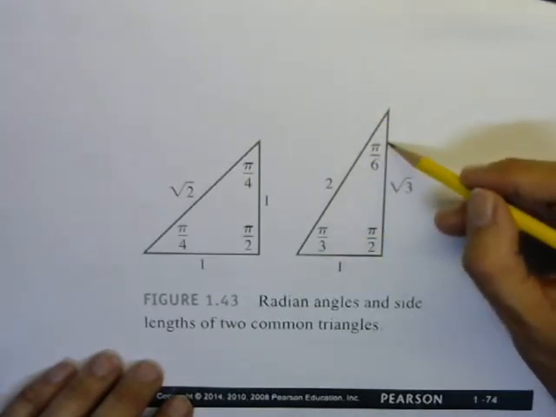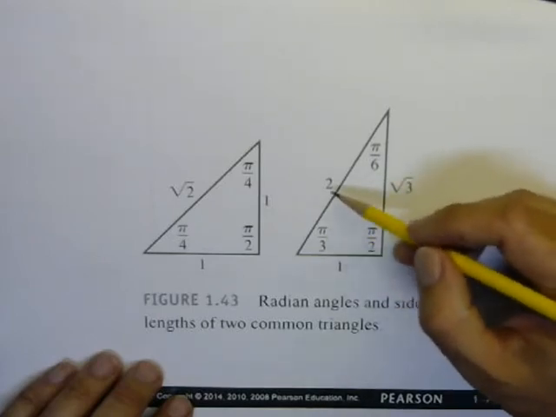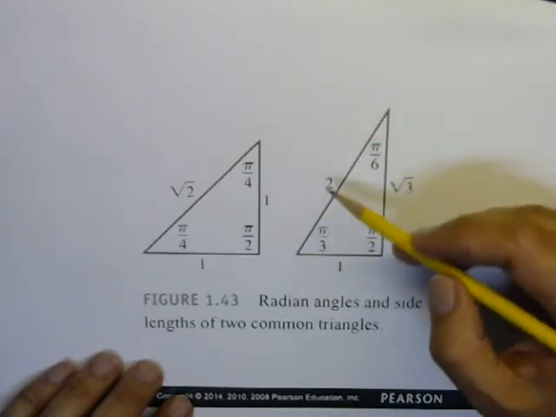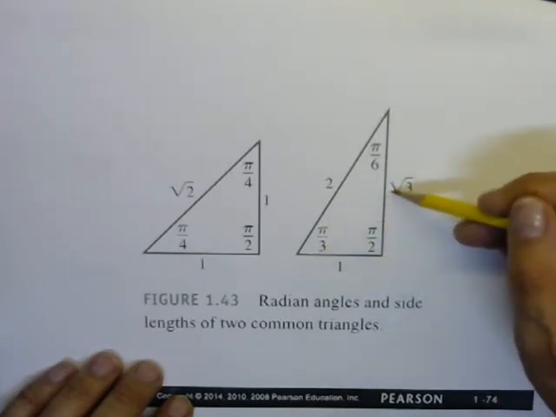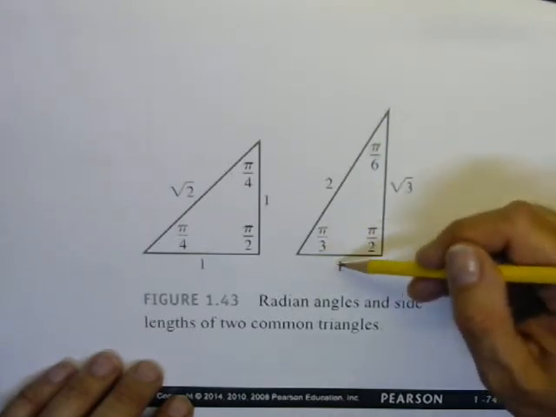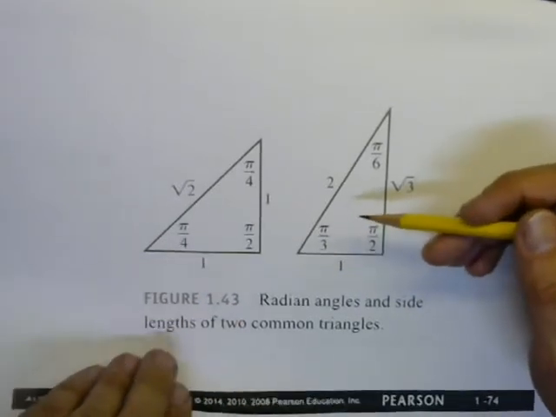If you have a 60-90-30 triangle, remember this is 30 degrees and this would be 90 degrees. The ratios of the sides are given by that, right? The hypotenuse is of length 2, the side opposite the 60-degree angle is square root of 3, and the side opposite the 30-degree angle is 1.